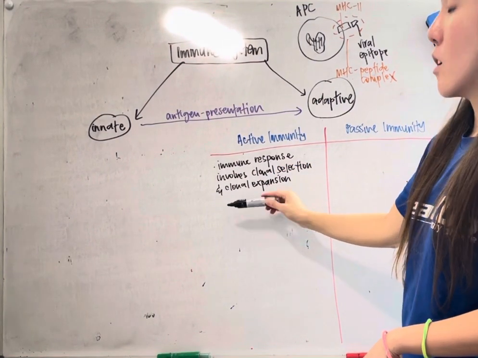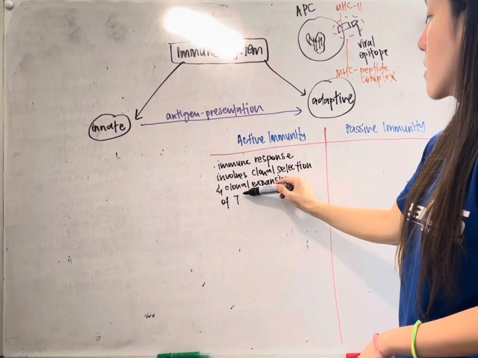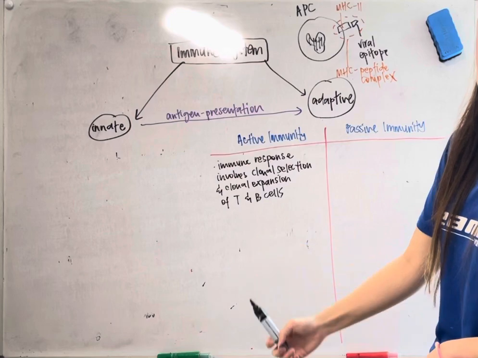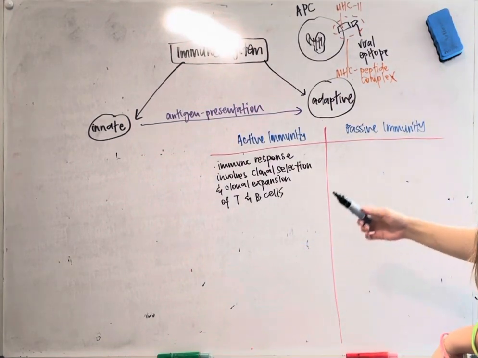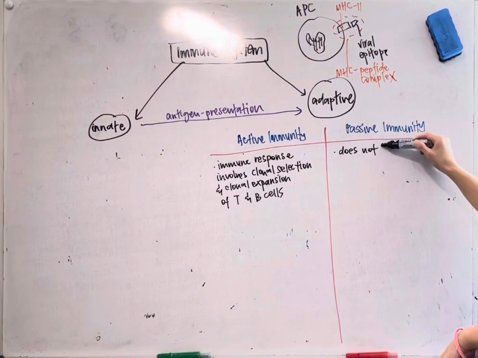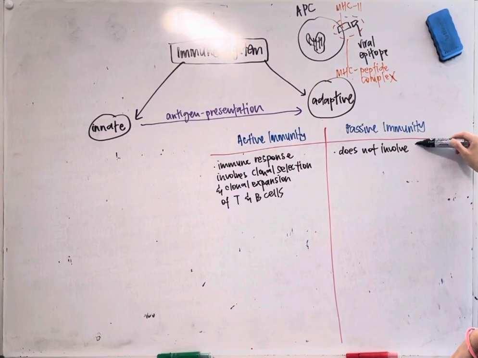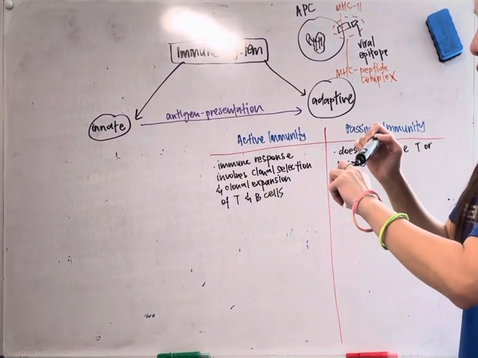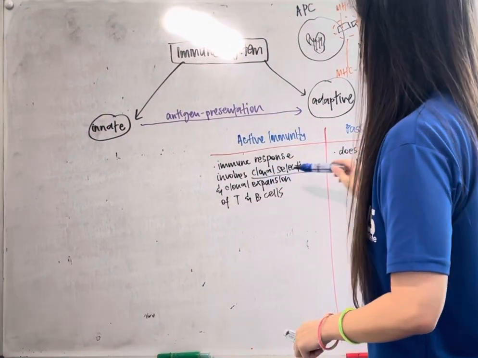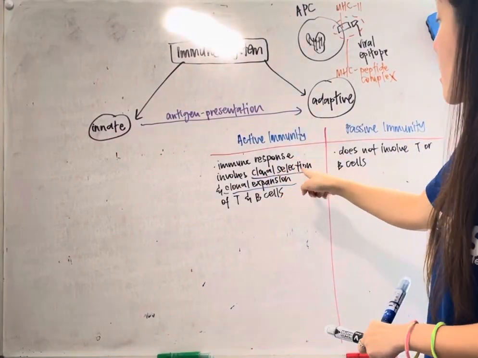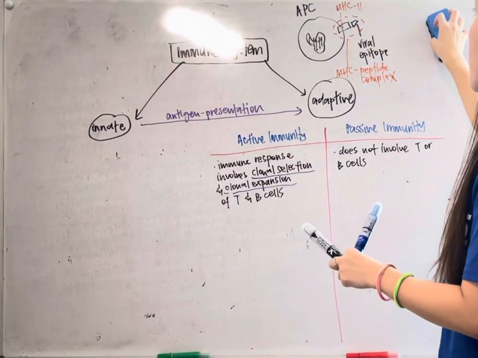Okay, so of your B and T cells. B and T cells have both clonal selection and clonal expansion. Please take note, passive immune response does not involve T or B cells. Hopefully you know what clonal selection is. Clonal expansion is your mitosis or proliferation. Clonal selection is whenever you have complementary binding.